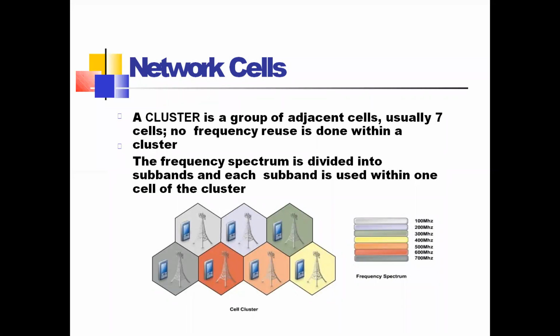A group of adjacent cells is called a cluster. That means a combination of cells is called a cluster. Here the number of cells is 7. In this example, it is a 7-cell cluster.